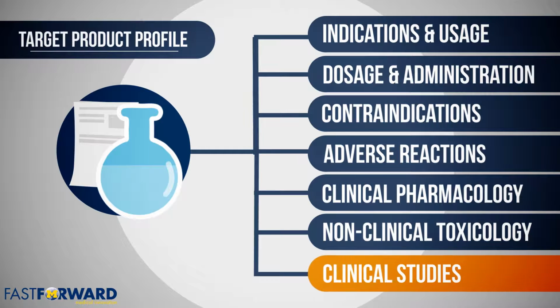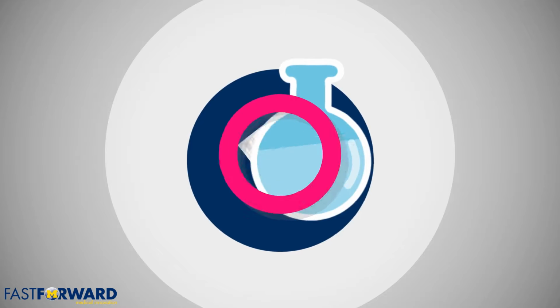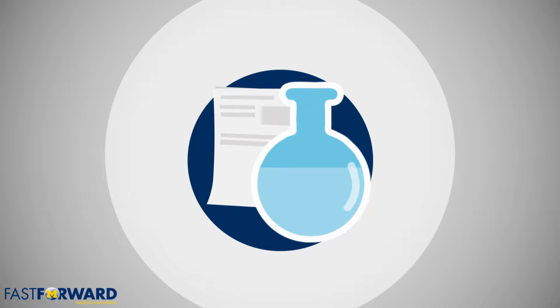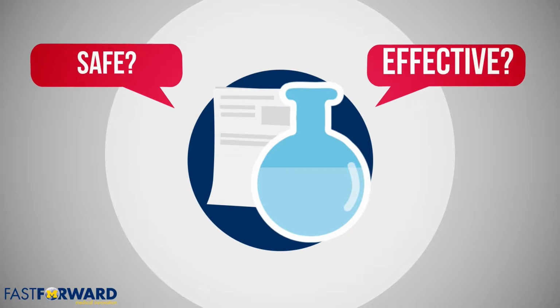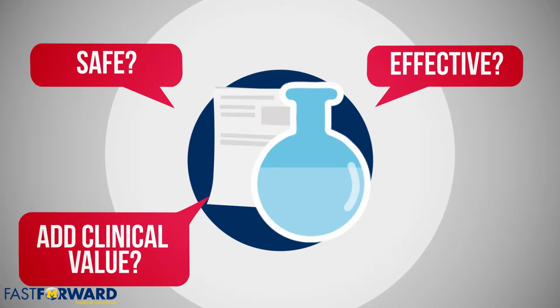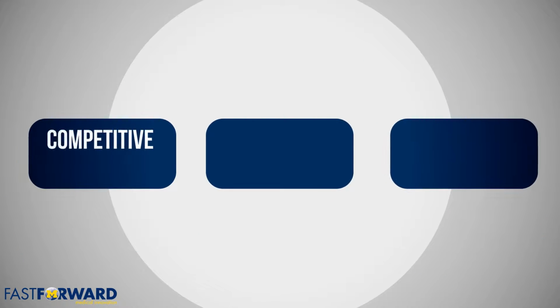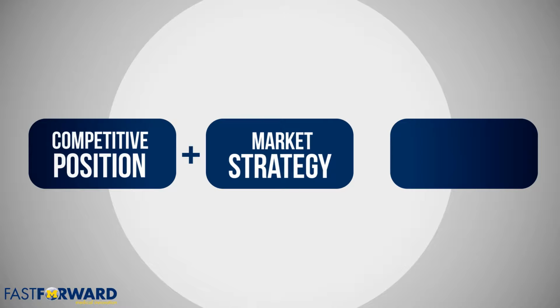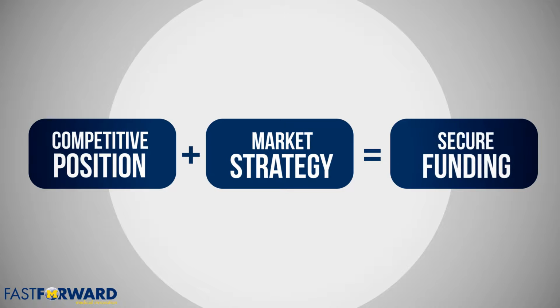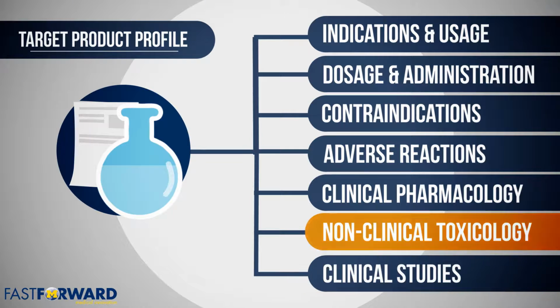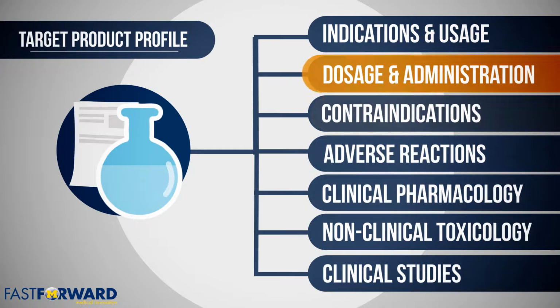Last is clinical studies. Here you will identify what clinical evidence you will need to prove that your idea is safe and effective and will add clinical value. You can look at previous therapeutics for precedence. Be sure that your endpoints will support your product's competitive position and market strategy, as this will be important for securing funding. Remember, the TPP is a living document and will be modified as you learn more during the development process.